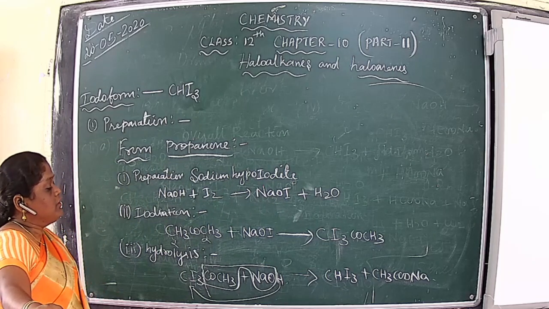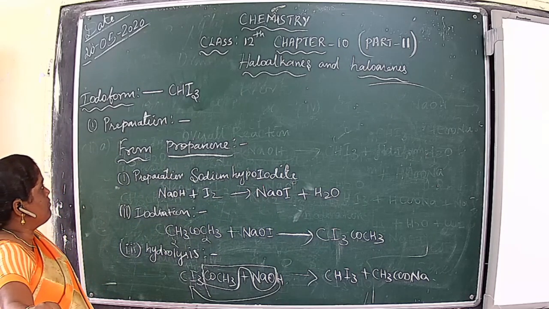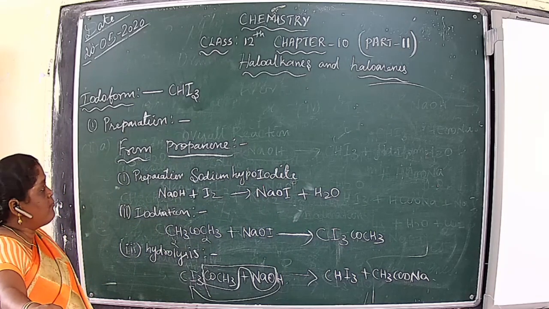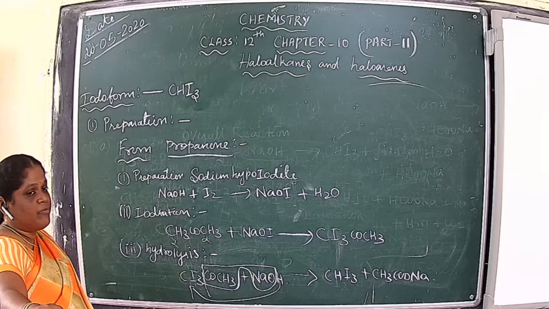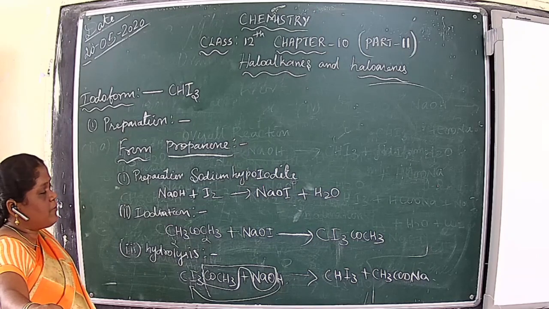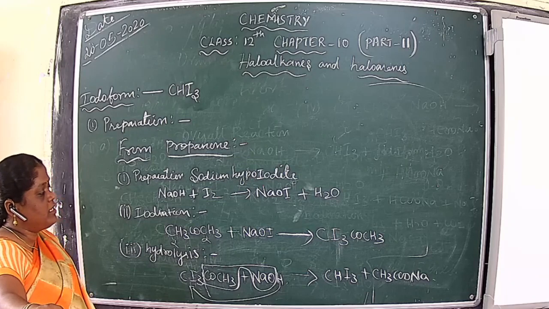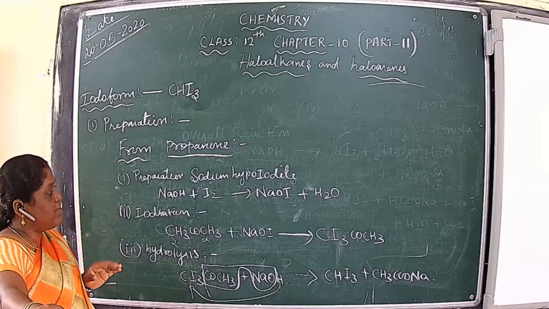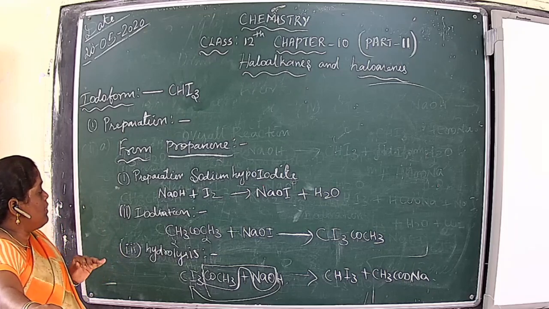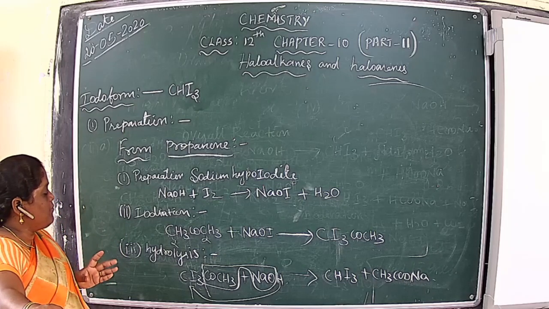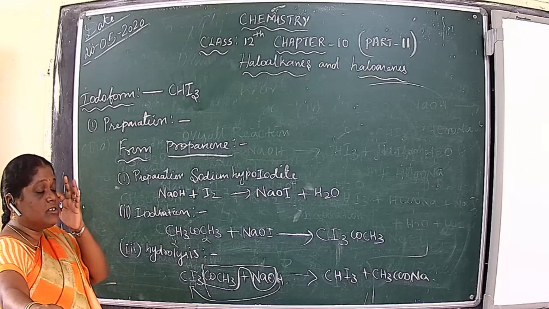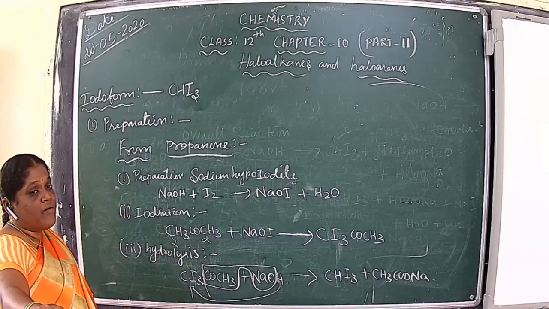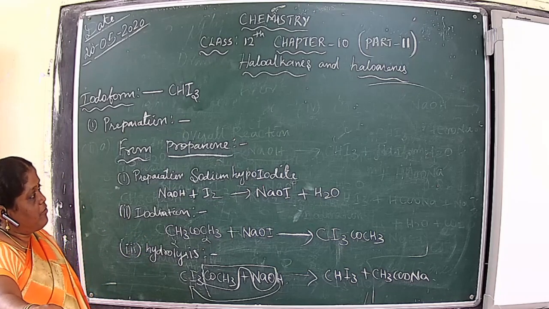Clear? So this is the preparation of iodoform from propanone, that is, acetone. Three steps are there: first, preparation of sodium hypoiodite; next, iodination; then hydrolysis, and we get iodoform.